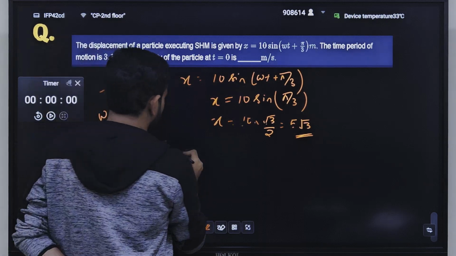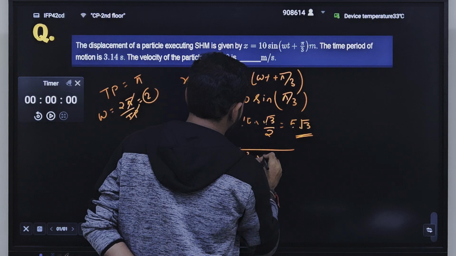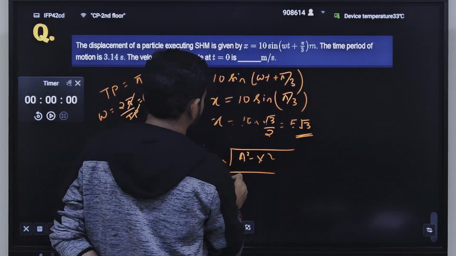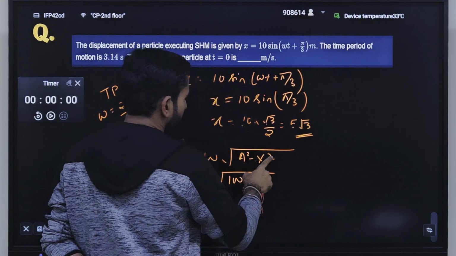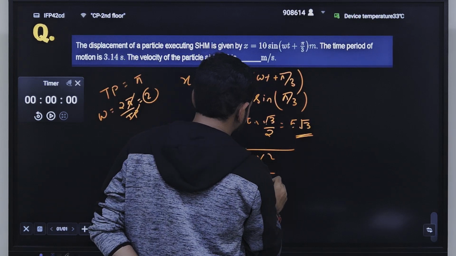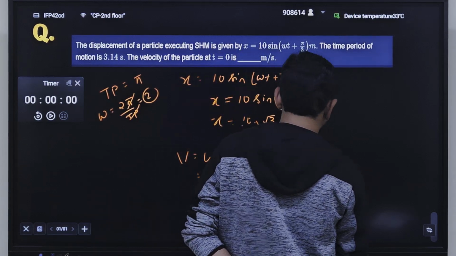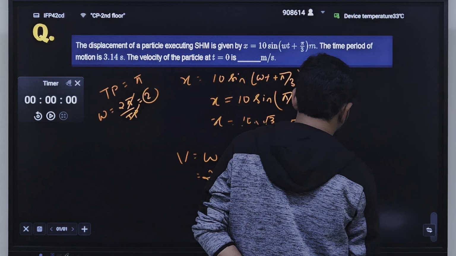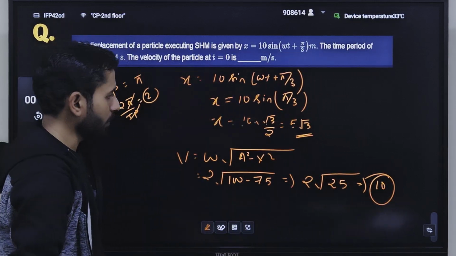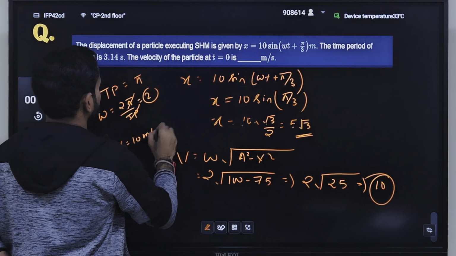Now what is the velocity formula that you know? Velocity is equal to omega root under A square minus x square. What is omega? Omega is 2. What is the amplitude? The amplitude is 10, so A square is 100, minus x square. X square is how much? 25 into 3, that means 75. What is left? 2 times the root of 100 minus 75, that is root 25. Root 25 means 5. 5 into 2 is 10. Simply, the value of velocity is equal to 10 meter per second.